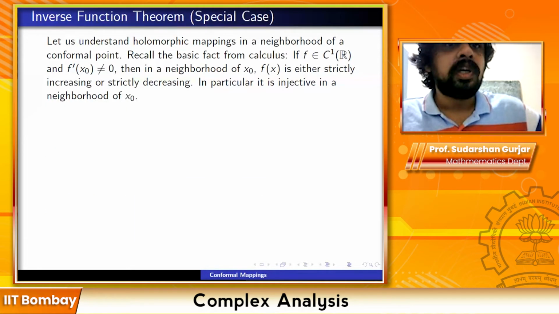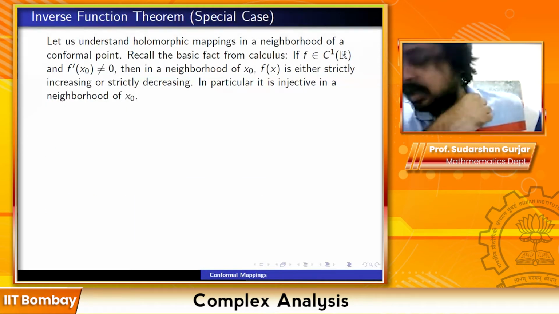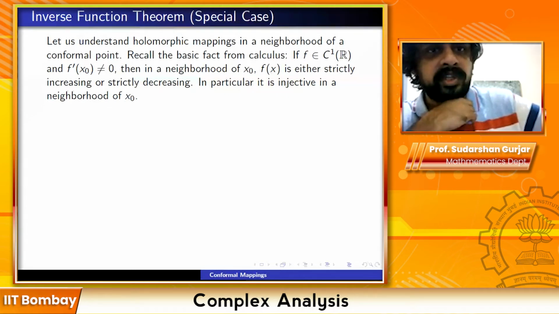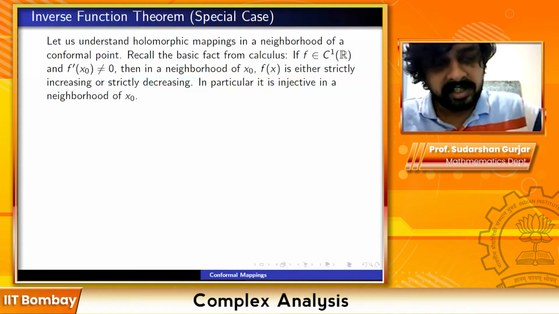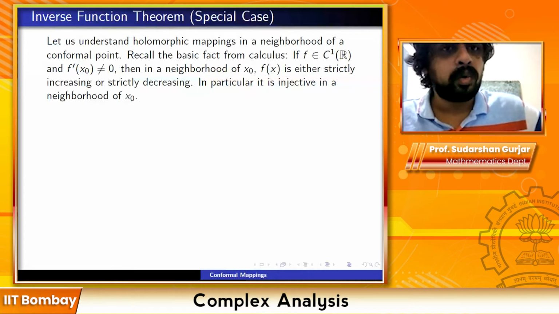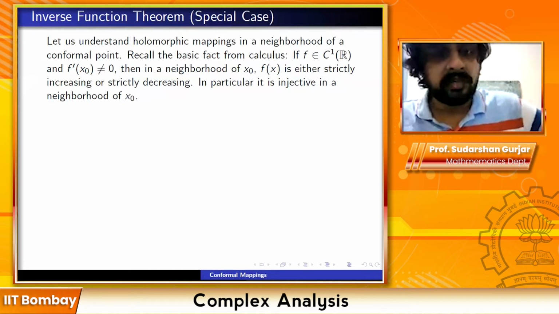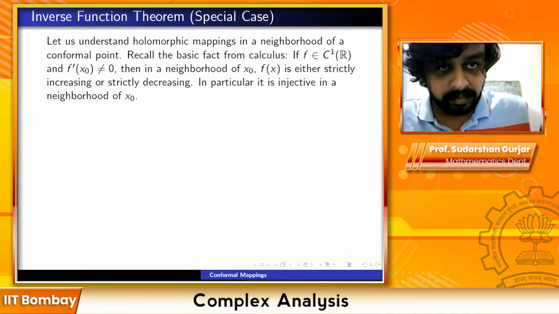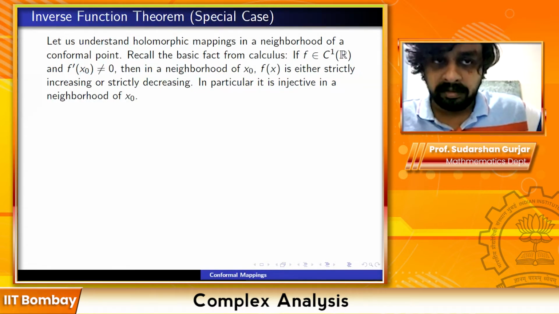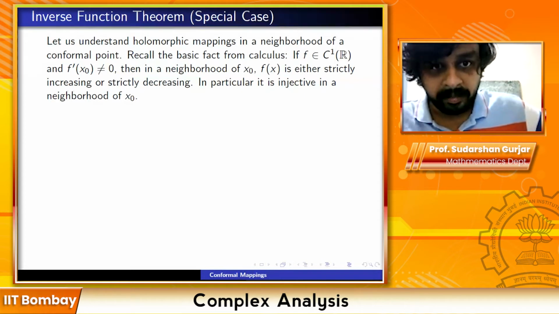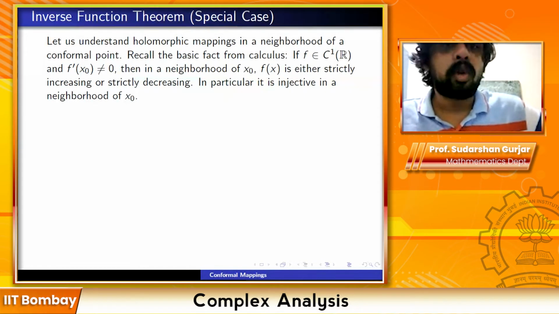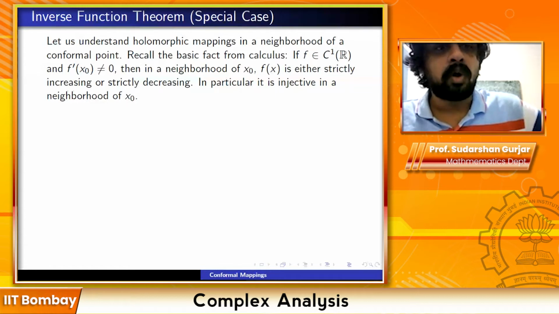Okay, now I come to a very, very important theorem. I wanted an occasion to talk about this theorem, the inverse function theorem. So the inverse function theorem is a very general theorem, and what we are going to now look at is a special case of the inverse function theorem, which is for functions defined between open subsets of C. But this theorem has a vast generalization to functions between open subsets of Euclidean space of any dimension. So let us understand holomorphic mappings in the neighborhood of a conformal point.